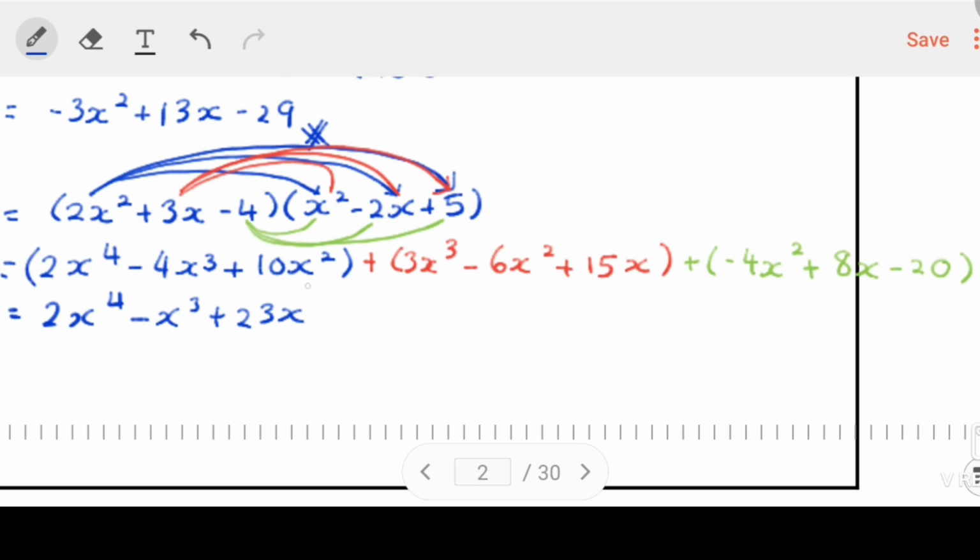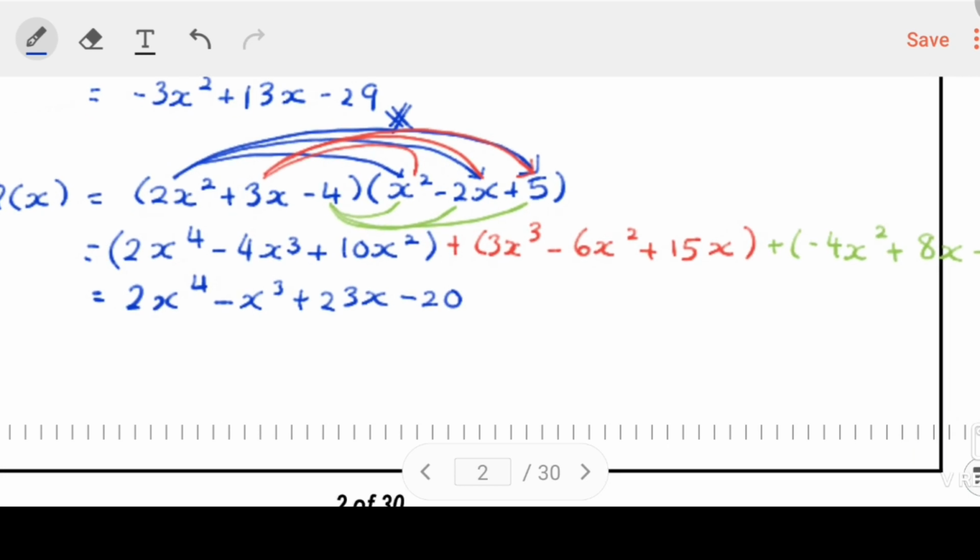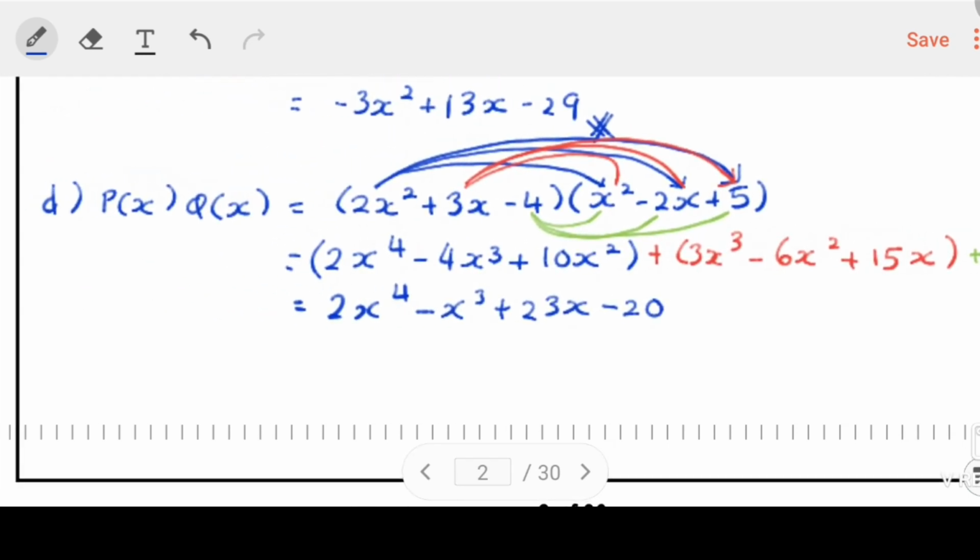Then, after that, find the constant. So we only have one constant here, minus 20. So the final answer for part D, px times qx equals 2x power 4 minus x cubed plus 23x minus 20. So this is the final answer.